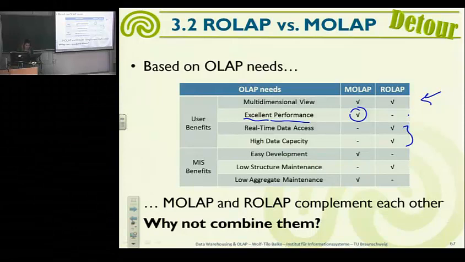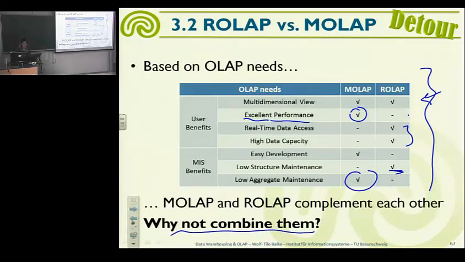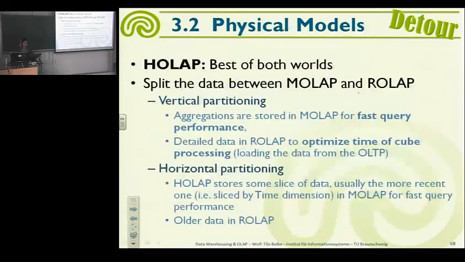Other things is that, for instance, low aggregate maintenance with the MOLAP, you have low structure maintenance that needs to do with the rollups. Looking here easily, you can see that each of them has some pros and cons, and basically the idea is why not combine them together? So to get the best of both worlds, if you can afford it. And this is where the hybrid OLAP comes from.